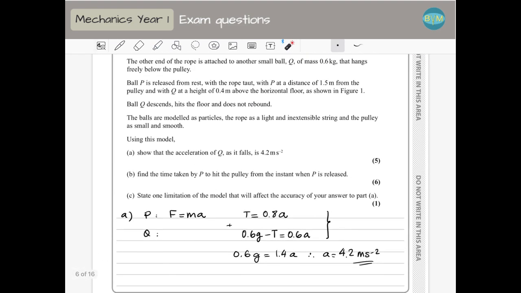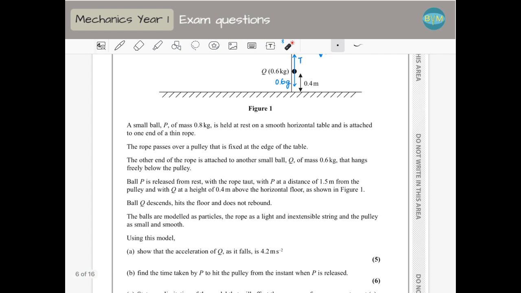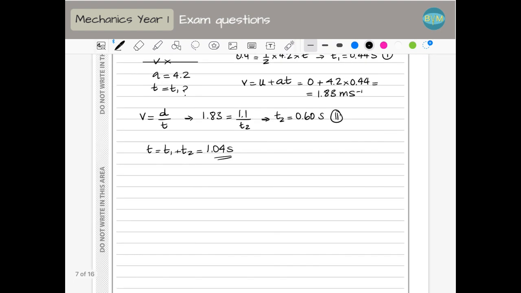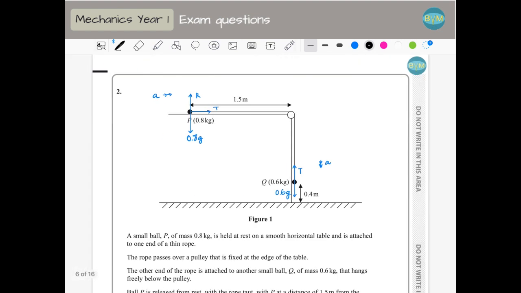The last thing they ask is to state one limitation of the model that will affect the accuracy of your answer to part A. So it could be any of the assumptions that we've made. For example, the balls are modeled as particles, or the rope is light, or inextensible, or the pulley is smooth. You can mention any of them. So let's say, for example, the rope is light. Any of the assumptions that you have made are really limitations of the model that will make your model less accurate.